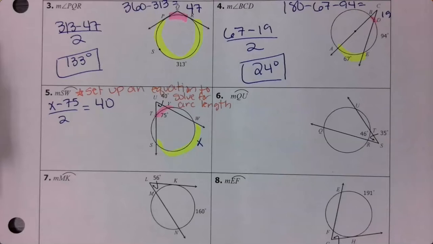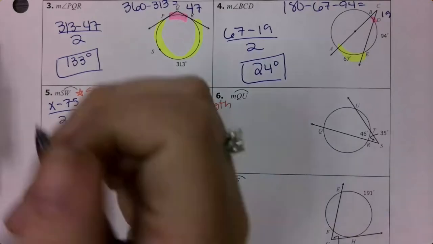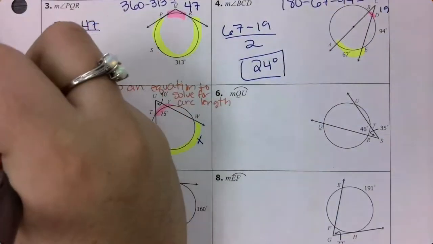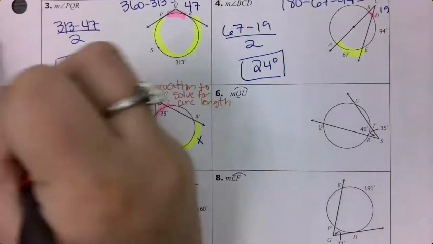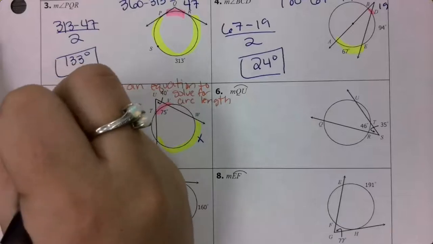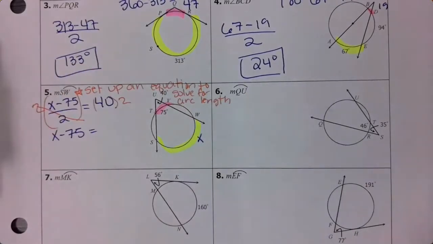So what do I want to do to start solving here? Yeah, multiply both sides by 2 to get rid of this fraction. So that will cancel out on my left side and leave me with x minus 75. 40 times 2 is 80.